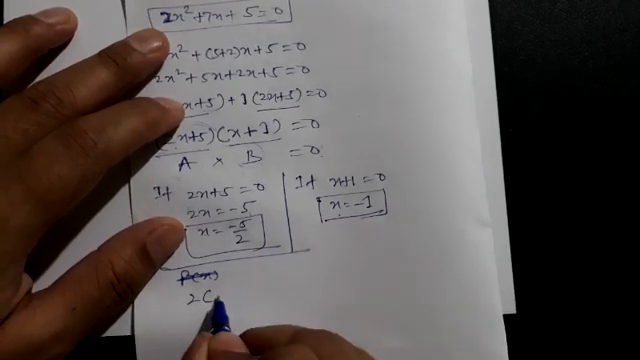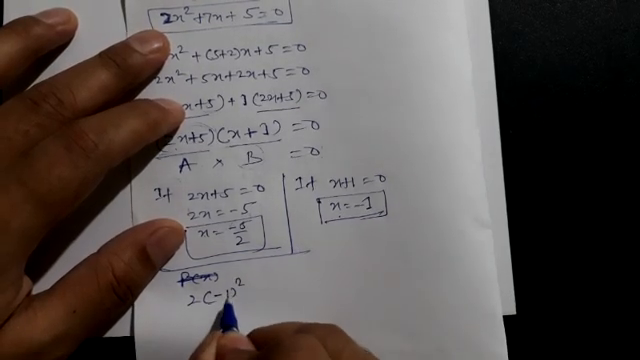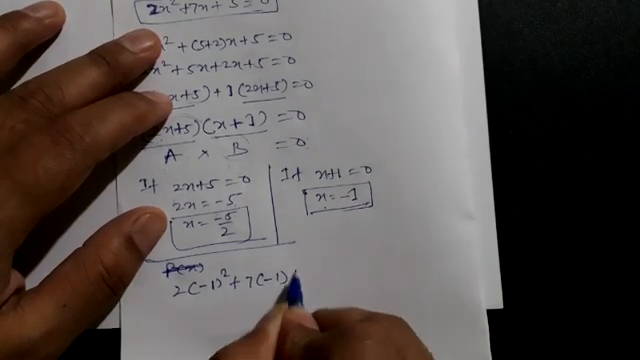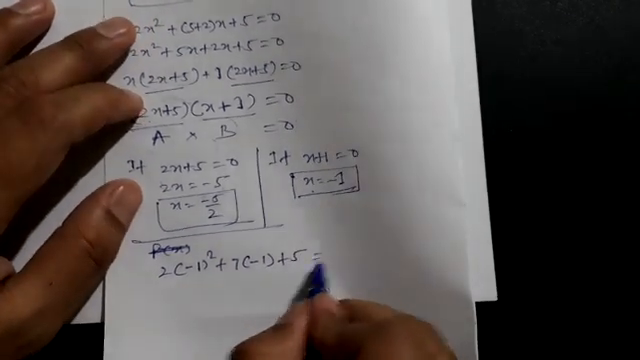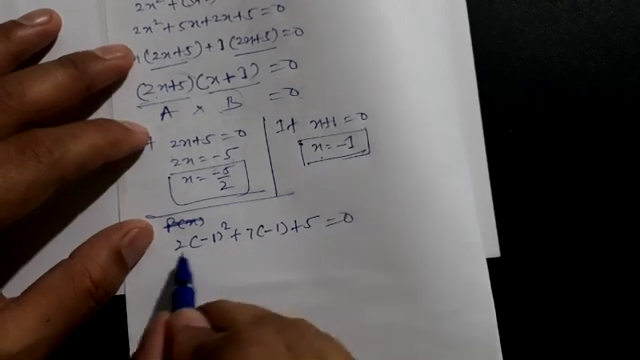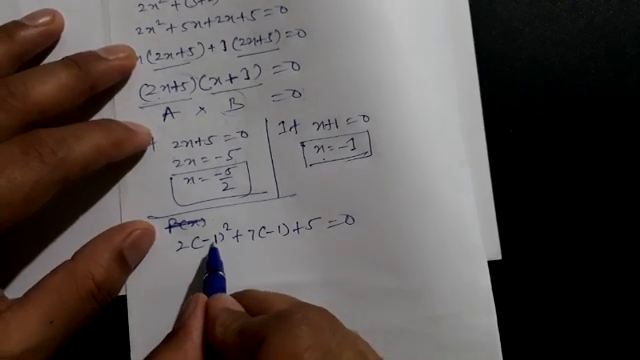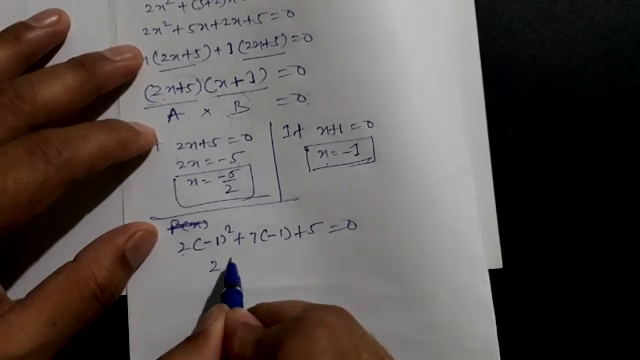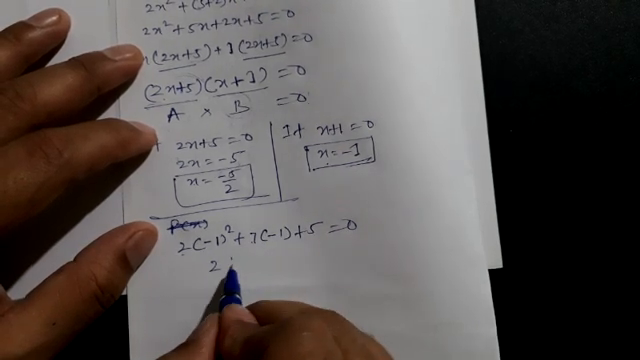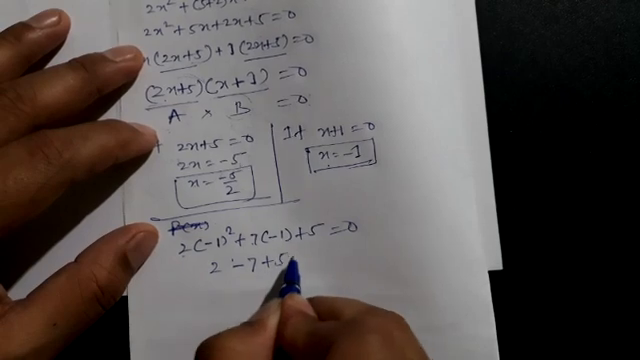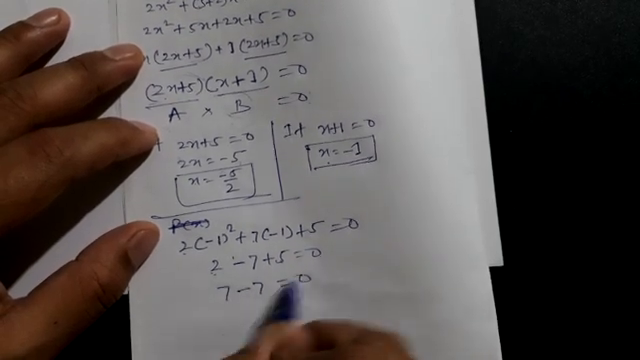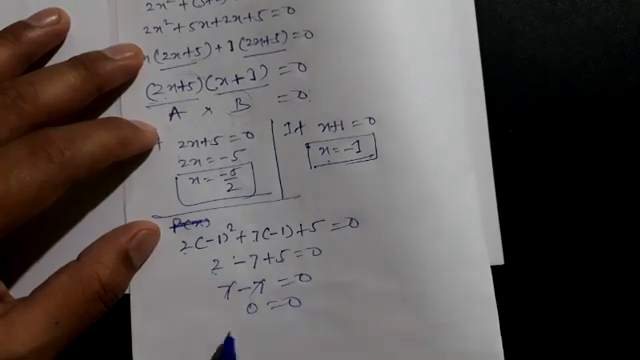So 2 in place of x, minus 1 square, plus 7 into minus 1 plus 5 is equal to 0. So minus 1 square is 1. So 2 into 1 is 2, and 7 into minus 1 is minus 7, plus 5 is equal to 0. 5 plus 2 plus 7 minus 7 is equal to 0. 0 is equal to 0.